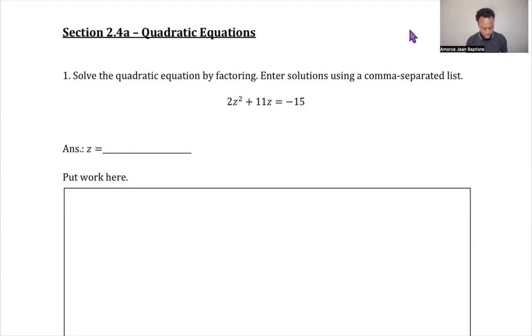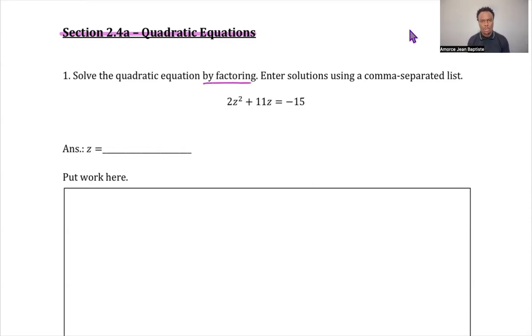Okay, so this section, section 2.4A, will be about solving quadratic equations. We will find multiple methods as we solve quadratic equations, and the first one will be solving by factoring.